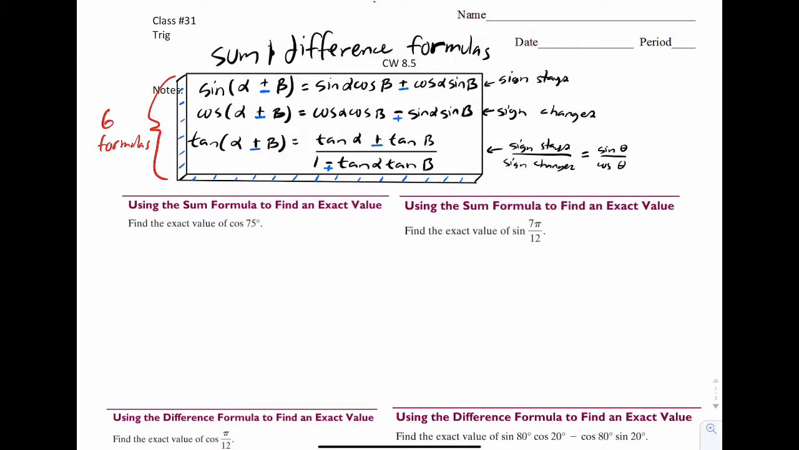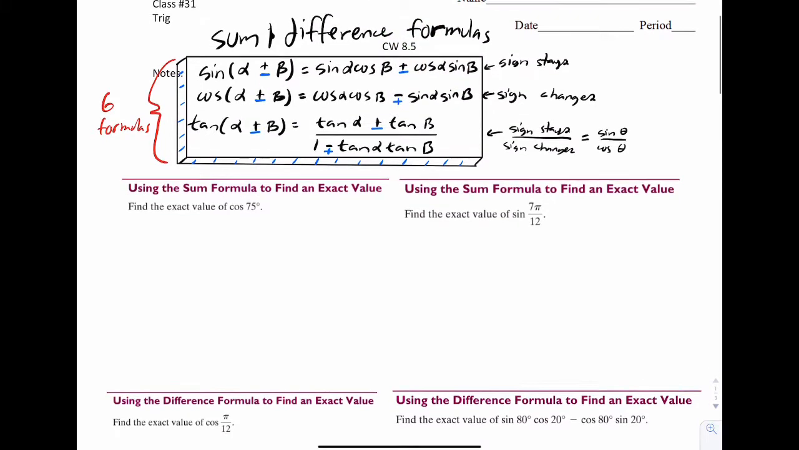So knowing that, let's go straight to our first question. Find the exact value of cosine 75 degrees. So we understand that 75, if you imagine where that would be, that's a little before 90. And of course, we don't actually know that in our speed quiz values, right? You couldn't find cosine 75. But with the sum formula, we can do it.